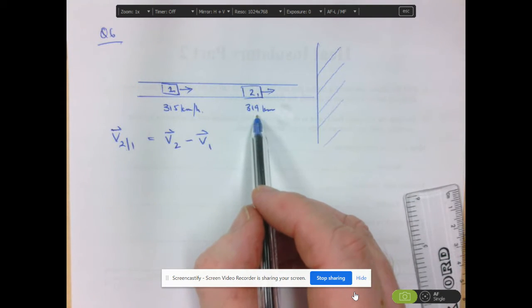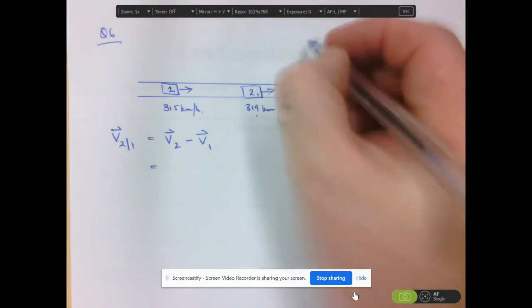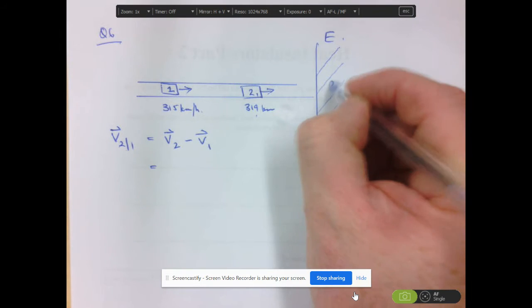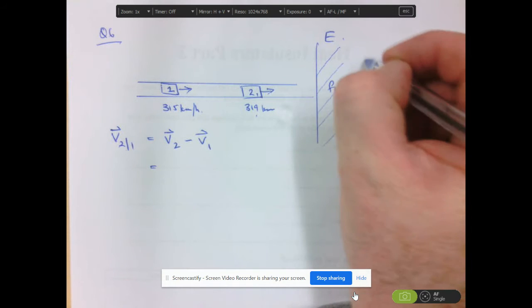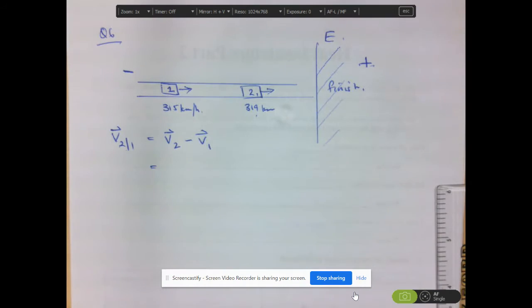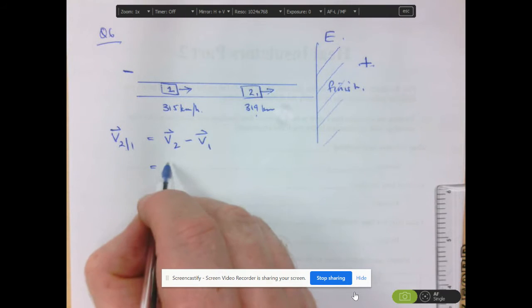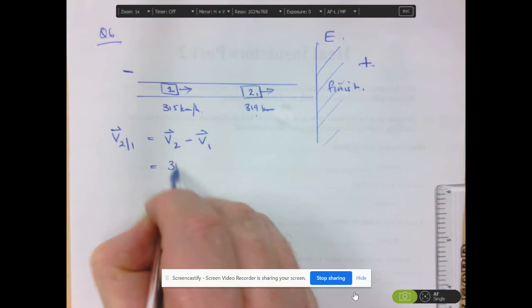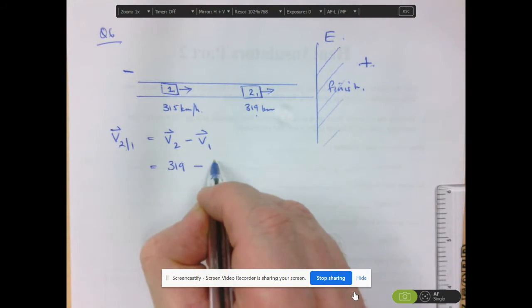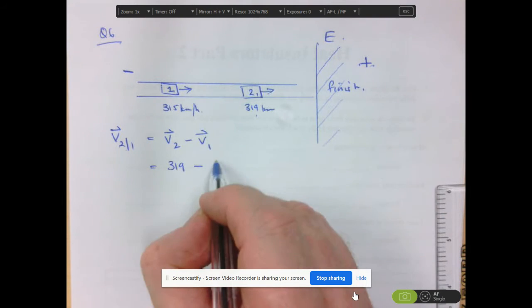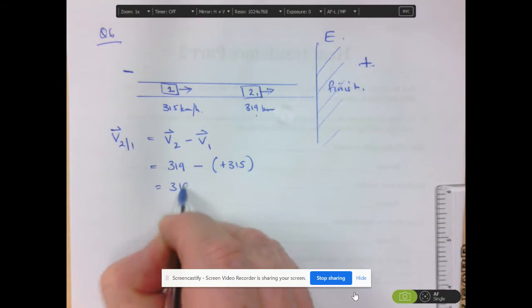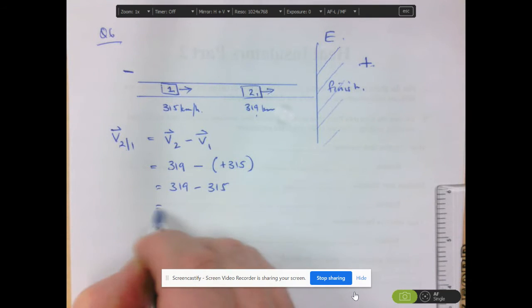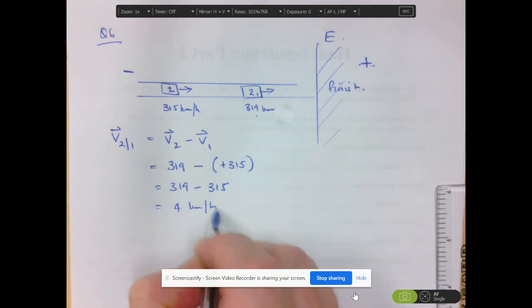So, velocity of car 2, let's make this towards the east. This is the finishing line. Okay, so we'll just say that this is the positive direction and this will be the negative direction. So it'll be car 2 would be 319 minus car 1. Now, car 1 is still going towards the positive, so it's minus positive 315, and that will be 319 minus 315, and that's 4 kilometers per hour.